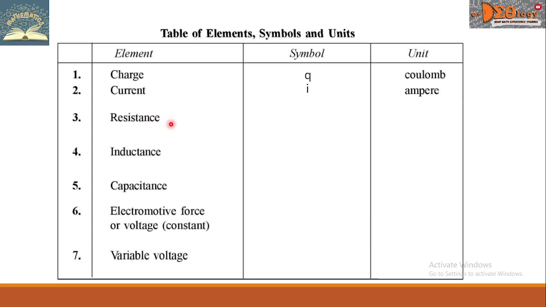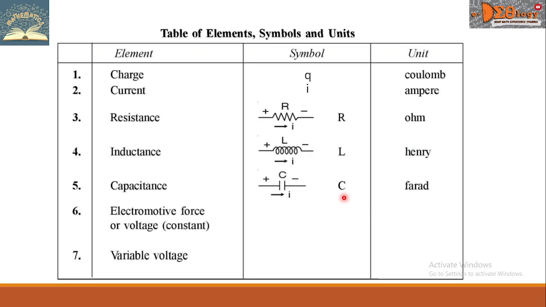Next word is resistance. We can see here that the illustration is like this. The symbol is R and the unit is ohm. For the inductance, the symbol is L and this is the illustration. The unit is Henry. Next word is capacitance. The symbol is capital C. This is the illustration and the unit is farad.